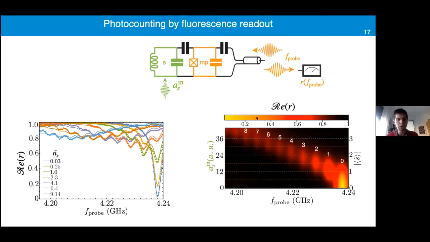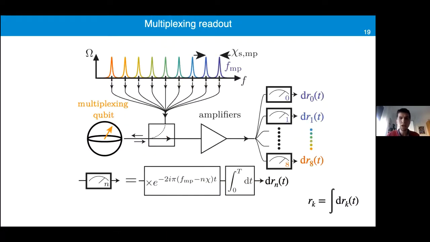Now we want to check the second ingredient of the Gedanken experiment. Are we able to multiplex this measurement? So for that, we want to probe simultaneously the qubit at the 9 frequencies corresponding to the 9 first Fock states. So how do we perform this measurement? We use an AWG to generate the frequency comb. Then we probe the multiplexing qubit with the frequency comb in reflection, and the reflected pulse is demultiplexed. And at the end, we have 9 records R_K, where K is the number of photons probed by the record.